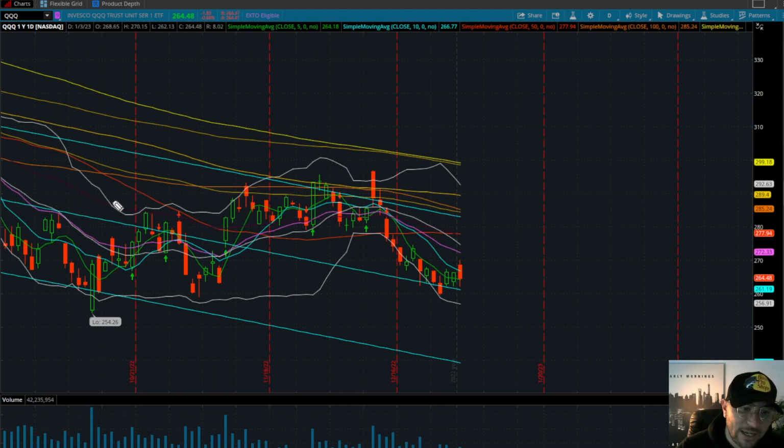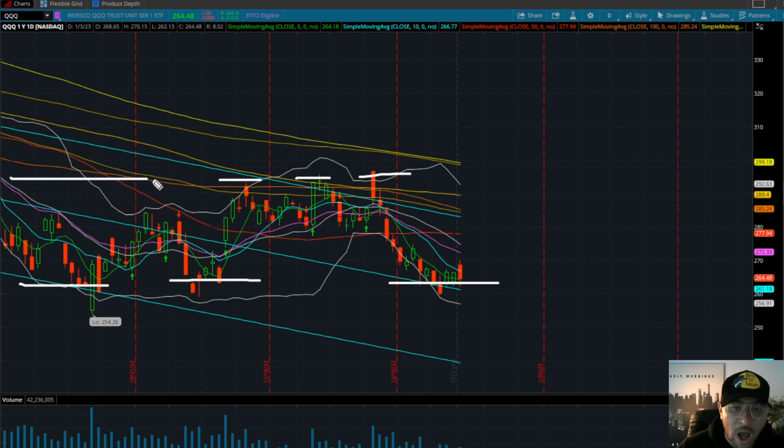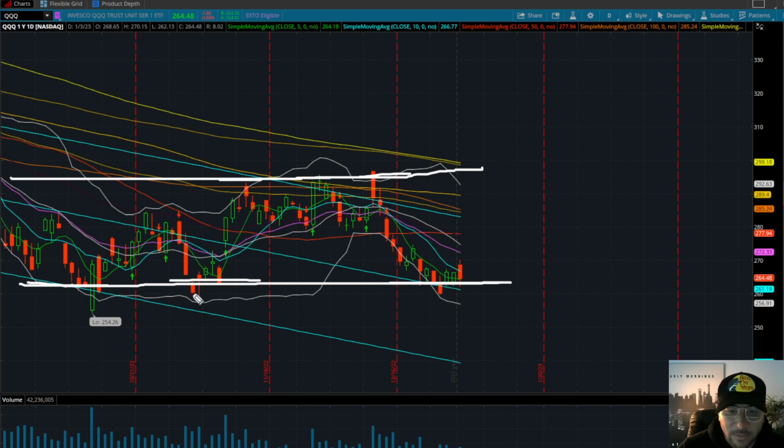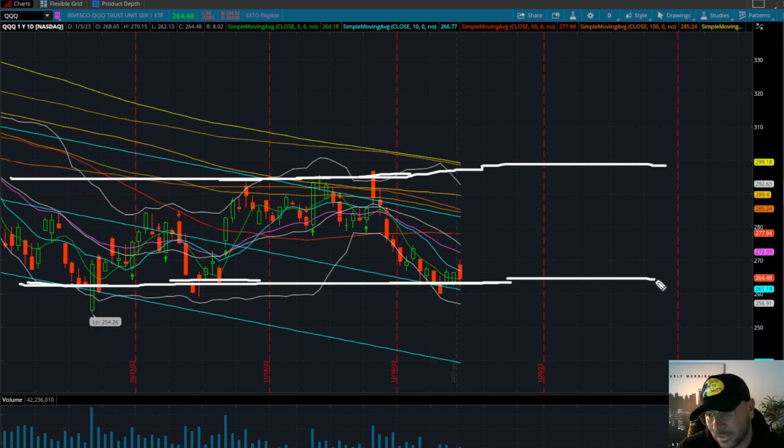Let me explain exactly what I'm talking about by getting my drawing tool out. We can see these three tops here, 1, 2, 3, and then we can see these lows here, 1, 2, 3. We're boxed in, right? So if you can see this area here, give or take some overshoots, give or take some tests up here at the top, we are in a nice range.